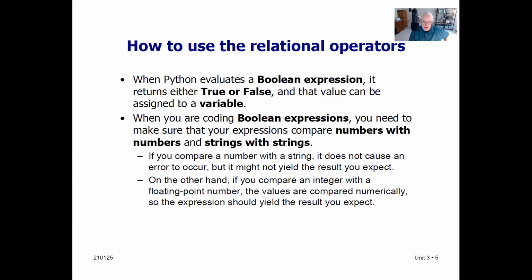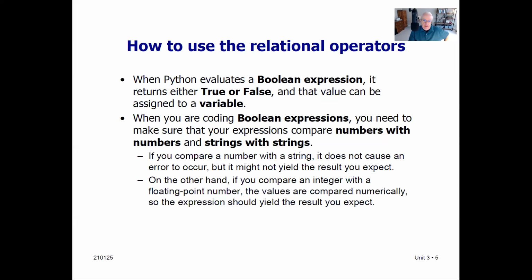Python will evaluate the Boolean expression. It's going to return either true or false. And then that value, true or false, can be a variable. Therefore, we can use it in our program if we need to. We don't have to, but we can. The value can be assigned to a variable.